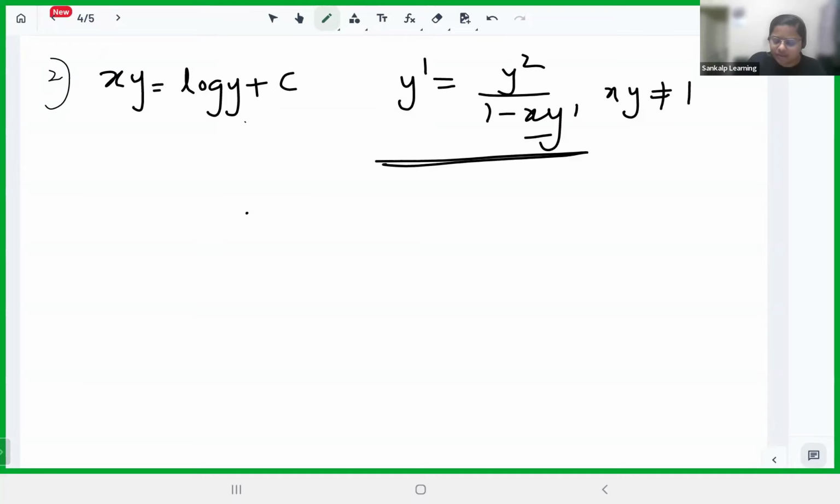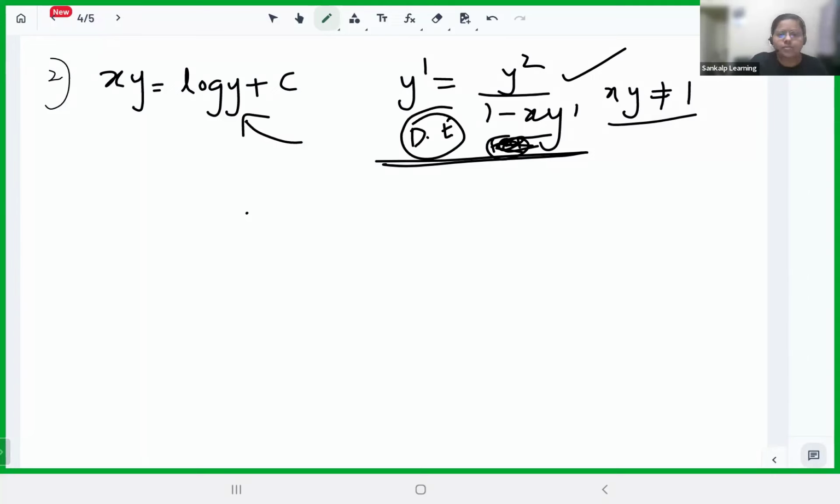Here they have given a condition xy not equal to 1, because if xy equal to 1, the denominator will become 1 minus 1, which is 0, so that function will not be defined. That's why they have given a condition. You don't bother about that. You are given a differential equation, and you have to check whether this is a solution of this particular differential equation.